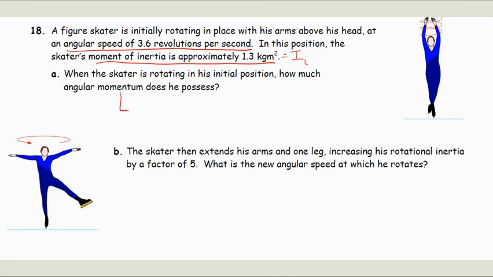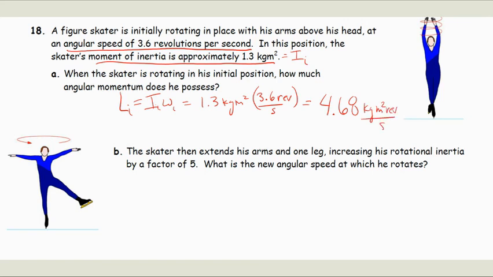When the skater is rotating in his initial position, how much angular momentum does he possess? So what is our initial angular momentum? Well, that's equal to I omega initial, which is equal to 1.3 kilograms times meter squared, times our 3.6 revolutions per second. And I end up getting 4.68 kilograms times meters squared times revolutions per second.